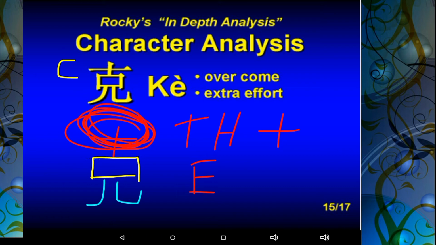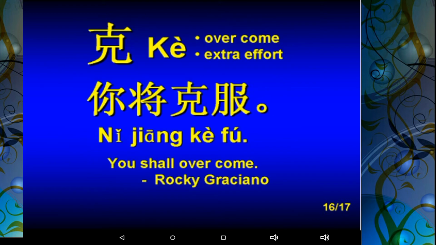So if you give me some extra effort and you really tighten up those loose ends, I believe that you can overcome your language learning. In fact, you can overcome anything that you want to. I really do believe that.